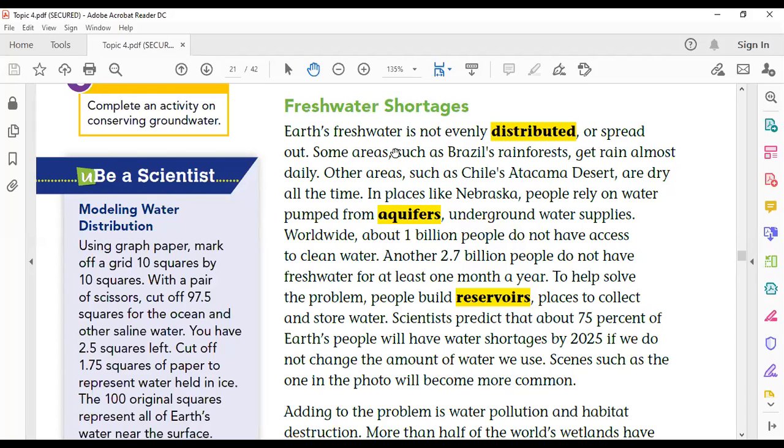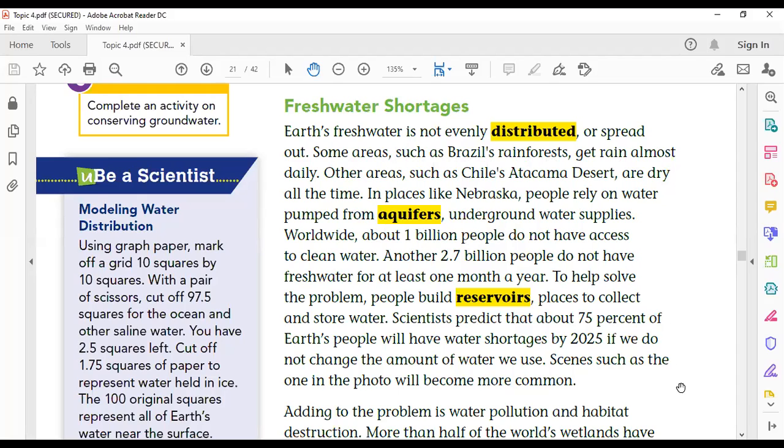Earth's fresh water is not evenly distributed or spread out. Some areas, such as Brazil's rainforests, get rain almost daily. Other areas, such as Chile's Atacama Desert, are dry all the time. In places like Nebraska, people rely on water pumped from aquifers, underground water supplies.